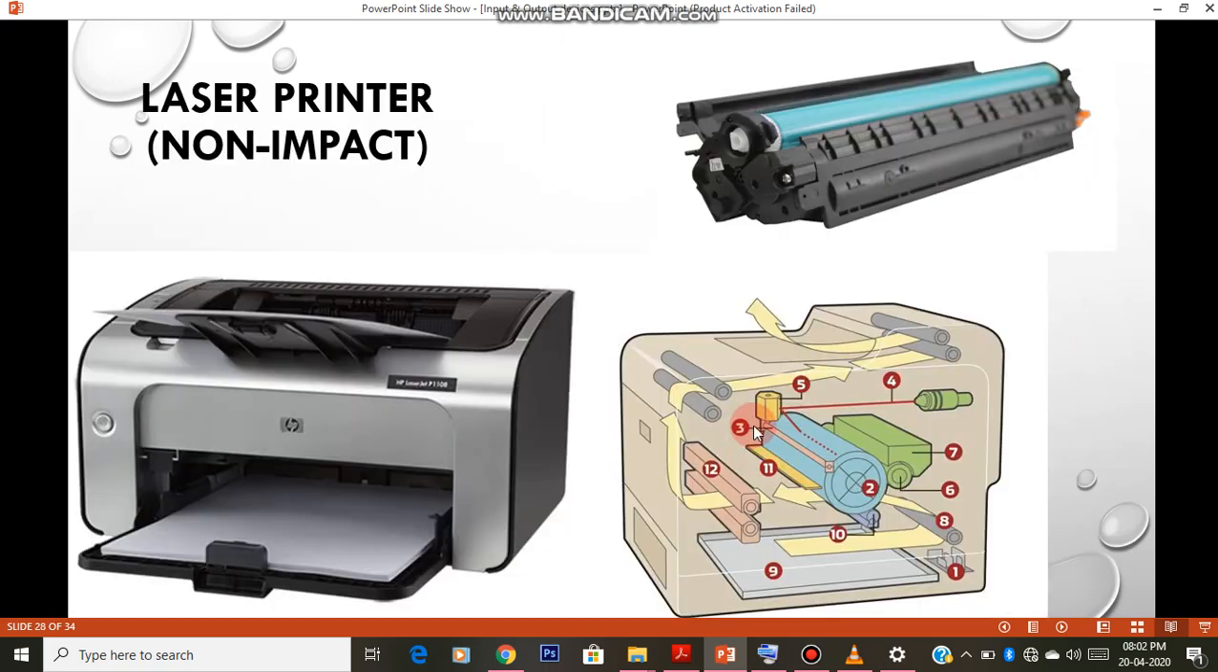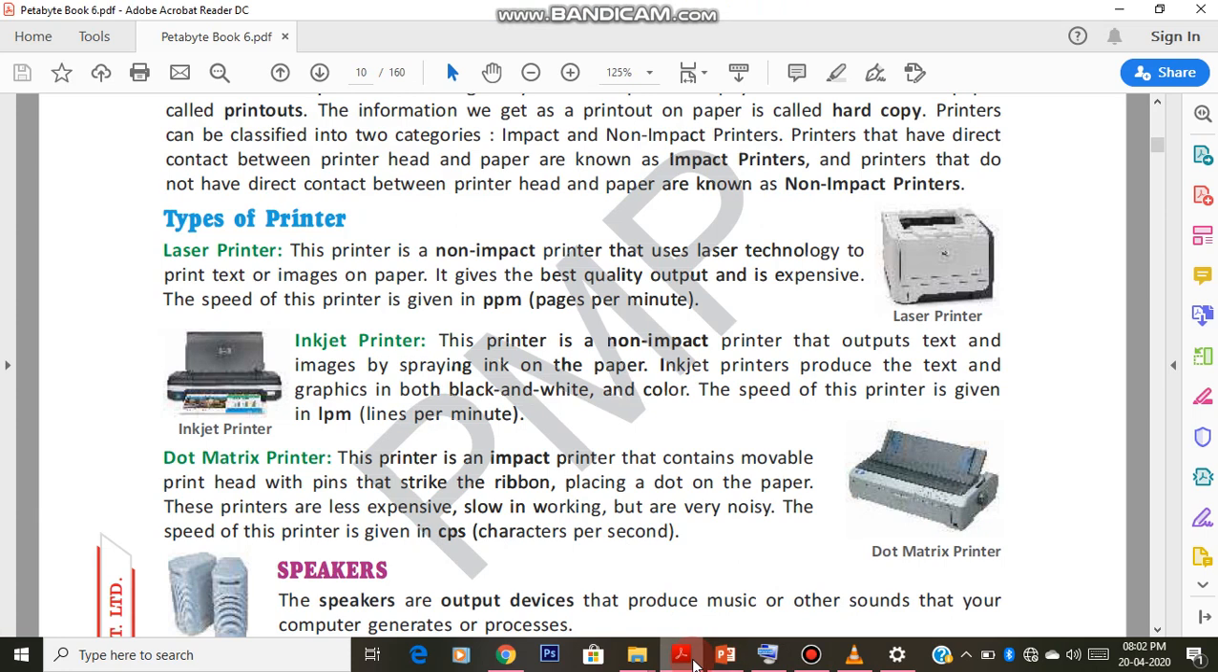Laser printer is the fastest one. The speed of a laser printer is counted using pages per minute, because as it prints so fast, we can count its speed as pages per minute. Per minute, how many pages it will print for you.